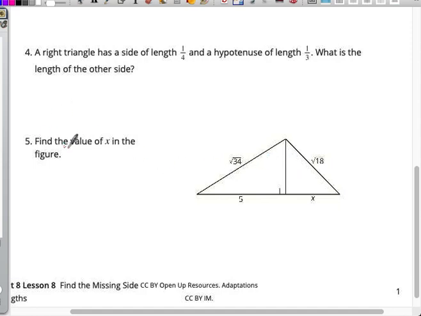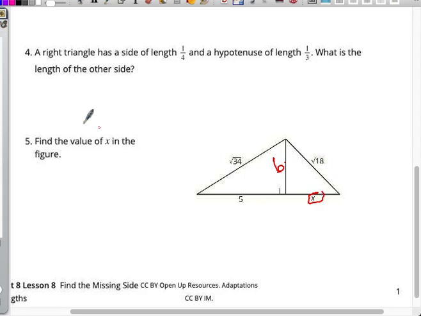Okay. So for this one, we need to find the value of x, which is this value right here. But in order to do that, I need to use this leg and this hypotenuse to find the length of this leg, which we'll call b. And then once I know what b is, I can use b and the hypotenuse here to find x. So we've got to do this in stages. We've got to find one thing first so that we can use that value to find the next thing.